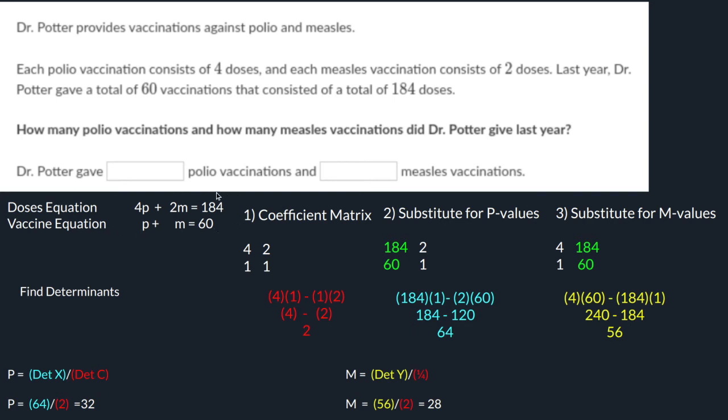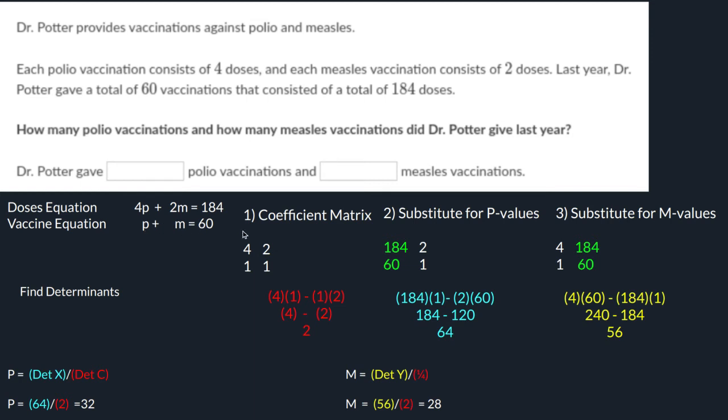And you just say, all right, I know there's 184 doses. How do we come up with those doses? And then we've got 60 vaccines. How do we come up with those 60 vaccines? Well, it's the combination of polio vaccines and measles vaccines.